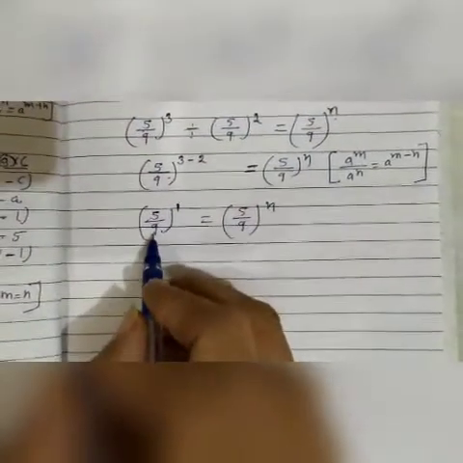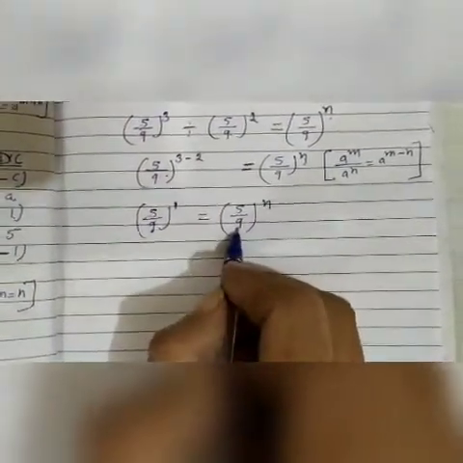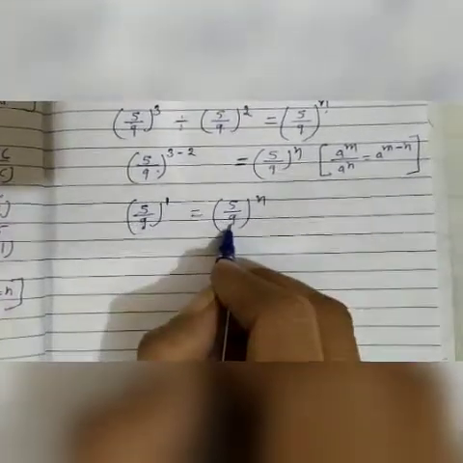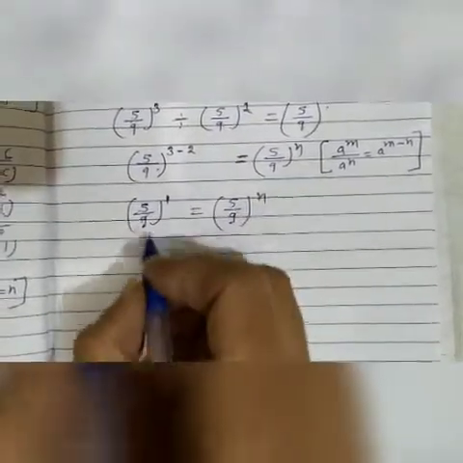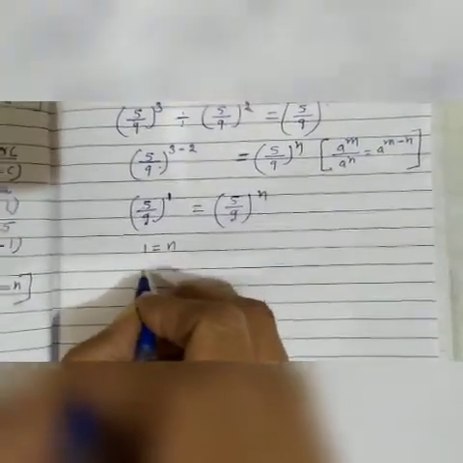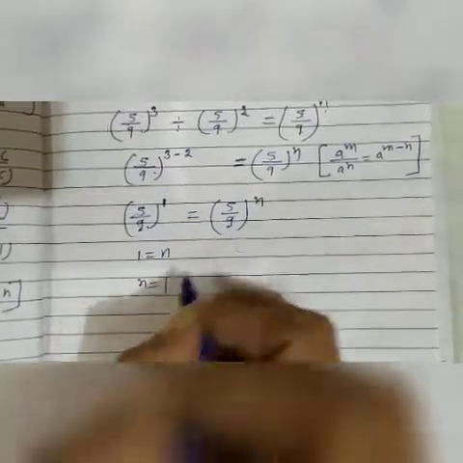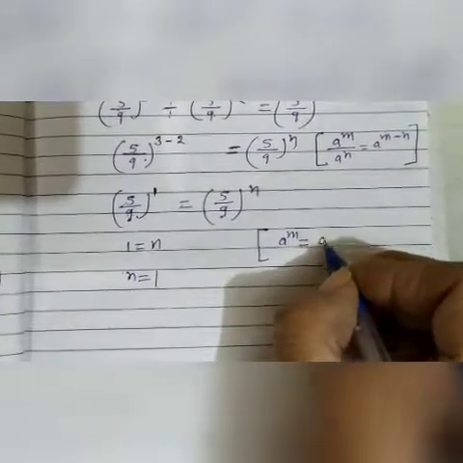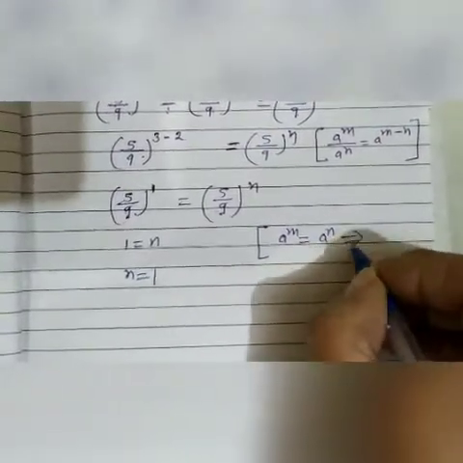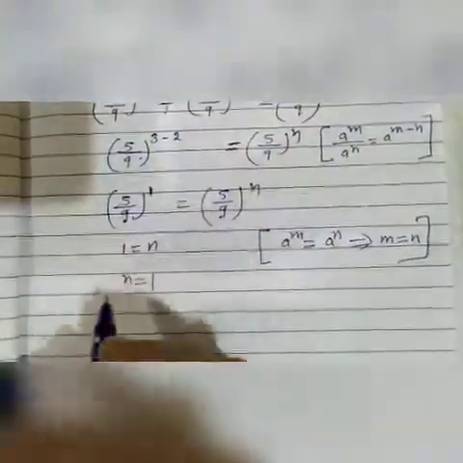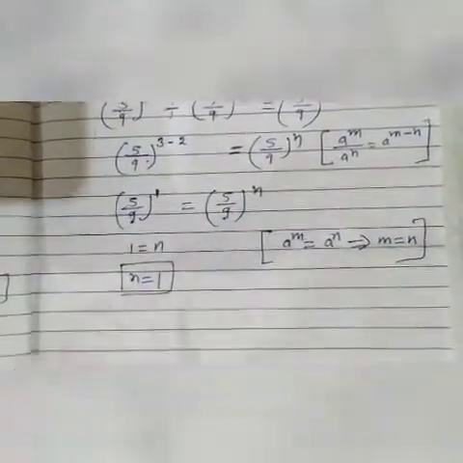Now the left hand side base and right hand side base are both equal. The bases of both the sides are equal, so their powers will be equal. It means this 1 is equal to n, or we can write n is equal to 1. Which law have we used here? a^m is equal to a^n, it gives m equal to n. So the value of n is equal to 1. Clear?